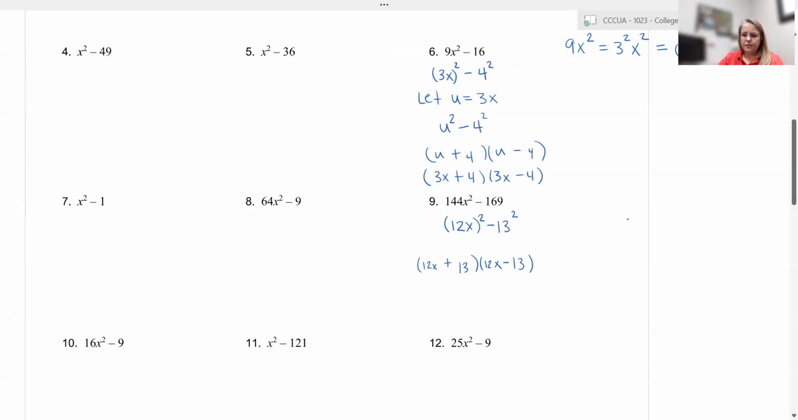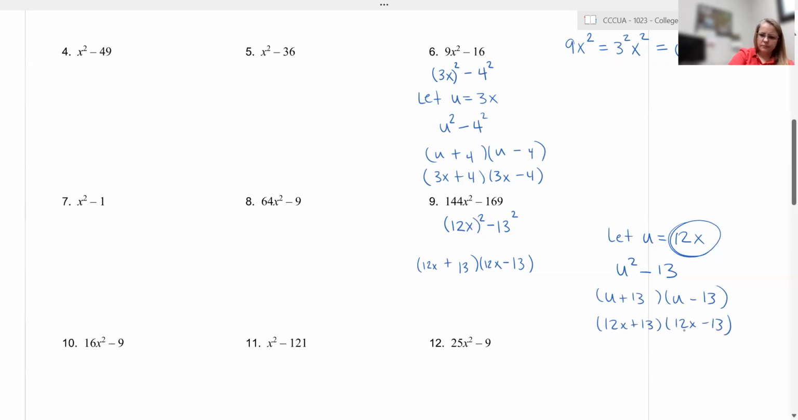But using our substitution, we don't like dealing with that whole messy something squared. I'm going to say, well, let's let u equal 12x. So what we're working with is u squared minus 13 squared. And then I factor that as u plus 13, u minus 13, and then go back and put that 12x wherever we have the u. And we're done with that one.